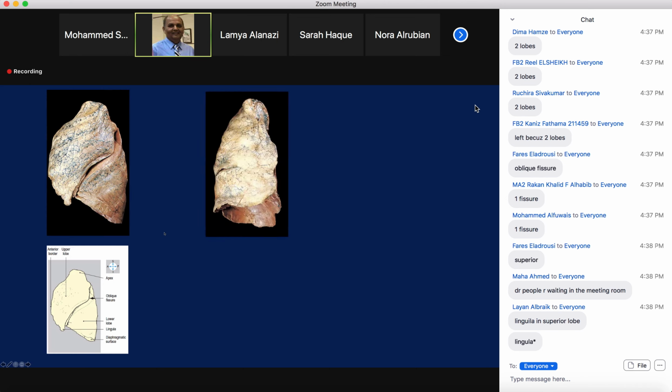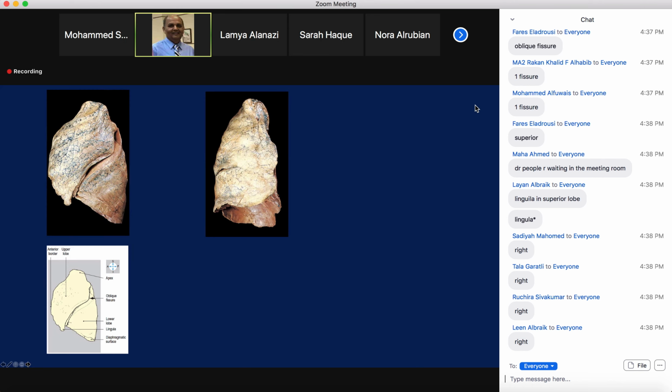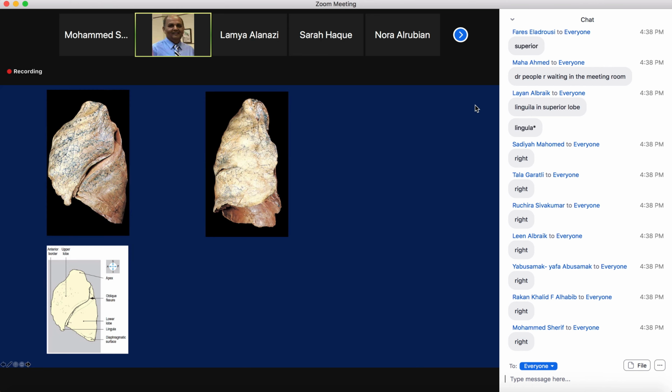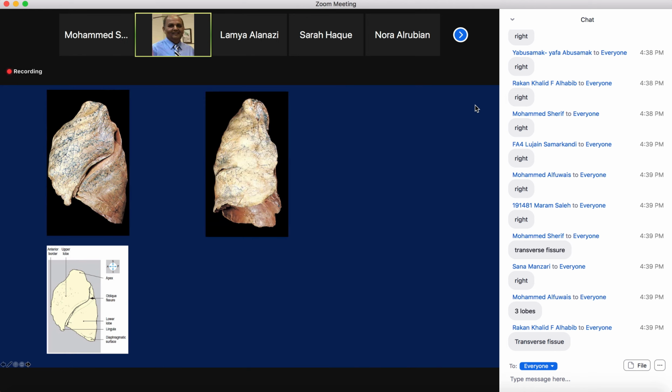Now look at this lung. What do you think now? Guess. Maximally you can be wrong. So people are saying it's right. Why are you saying it's right? Do you have any explanation? You don't see the fissures. You don't see the 3 lobes. Why are you saying this is right?